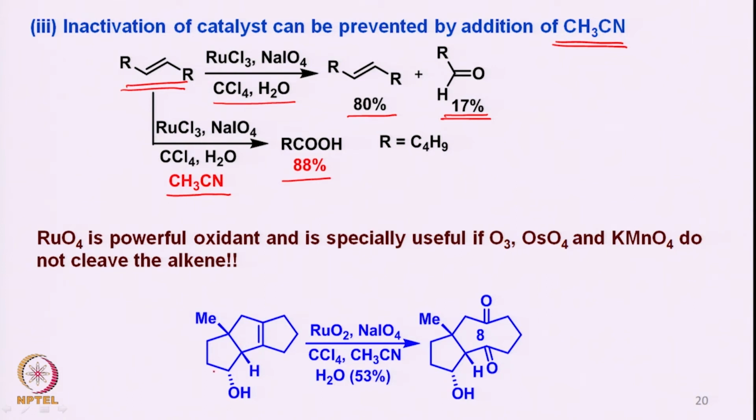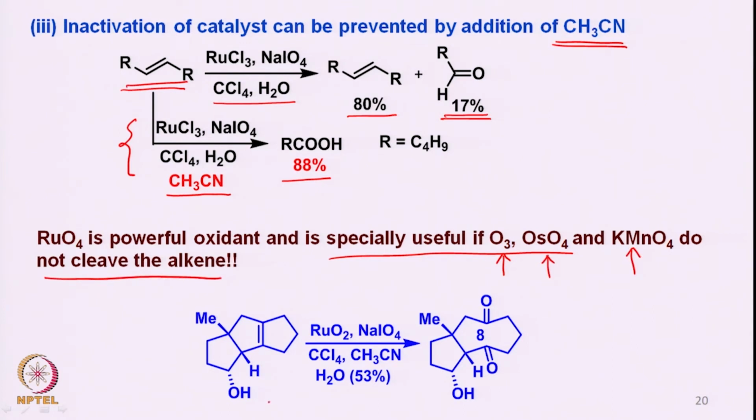So, the protocol which is now generally followed is this protocol, in which one takes ruthenium trichloride and sodium metaperiodate in a reagent solvent system such as CCl4, water and acetonitrile, and then the oxidative cleavage occurs. Now, ruthenium tetroxide is a powerful oxidant, and especially it is useful where, for example, ozone, osmium tetroxide or KMnO4 type of reagents do not cleave the alkene.